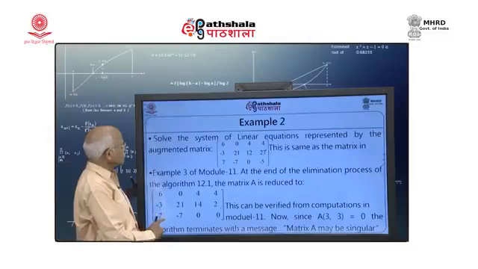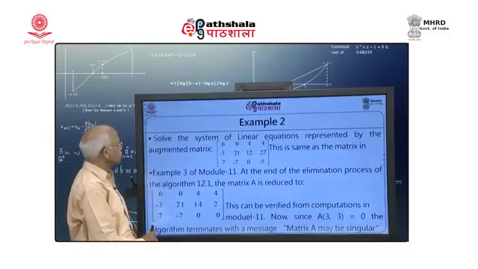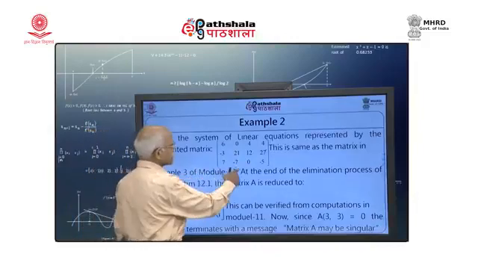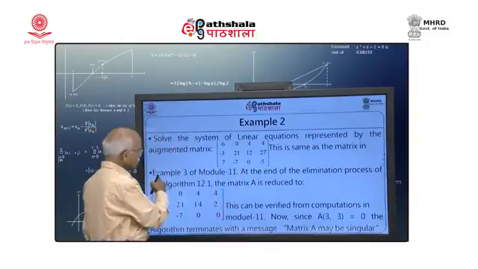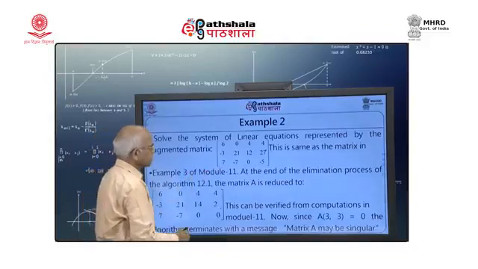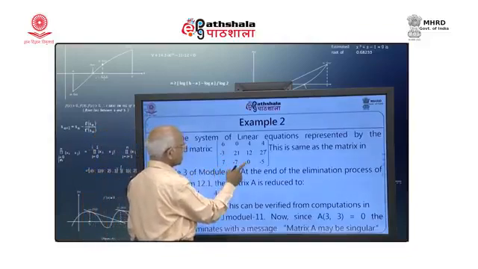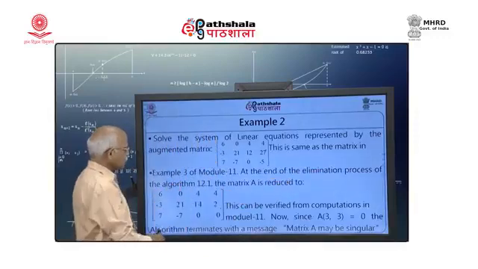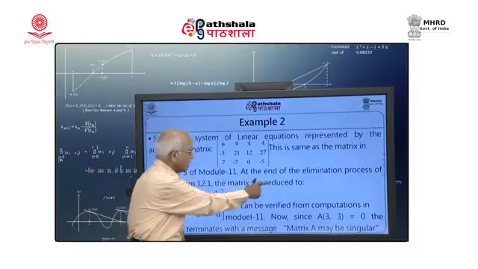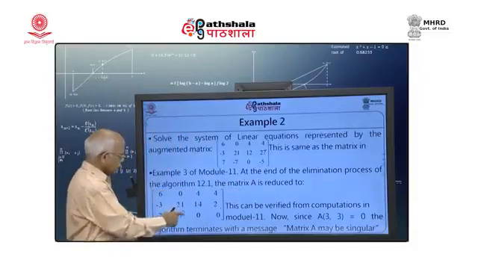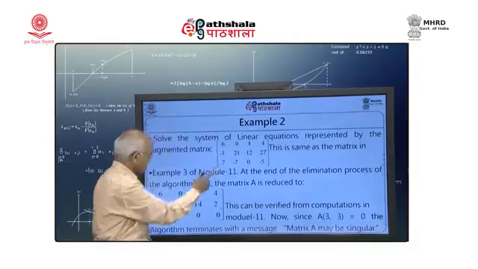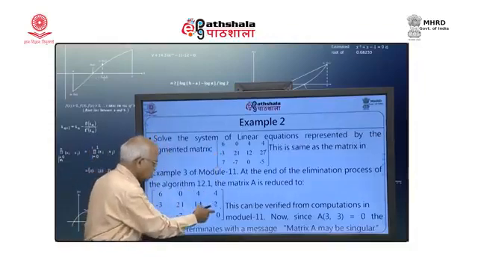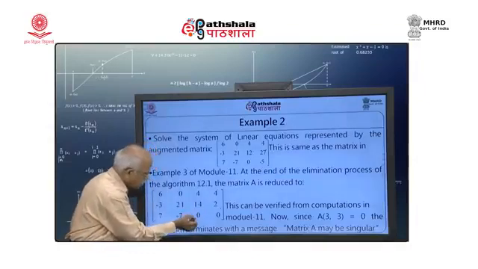Now, let us look at example 2. Solve the system of linear equations represented by the augmented matrix. This matrix was considered in example 3 of module 11, and you can see that at the end of the elimination process, the algorithm 12.1 reduces the matrix A to this. When I do the elimination process, the matrix A will be reduced to 7, minus 7, 0, 0. So now I get this element 0.